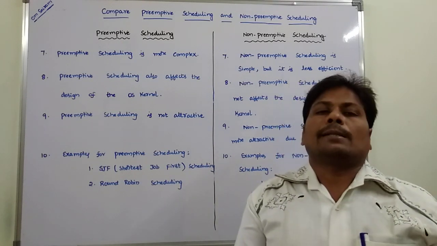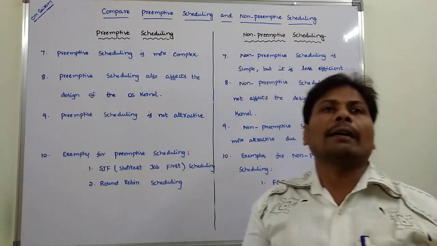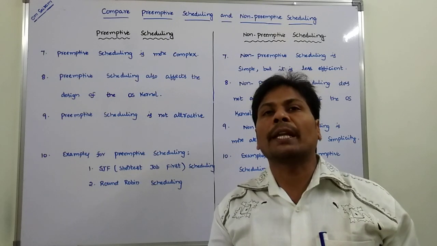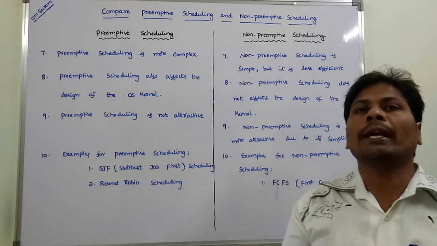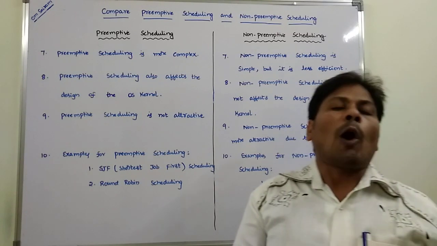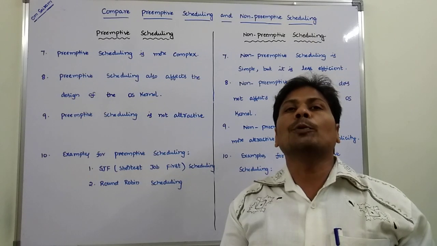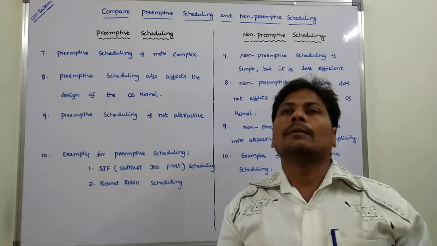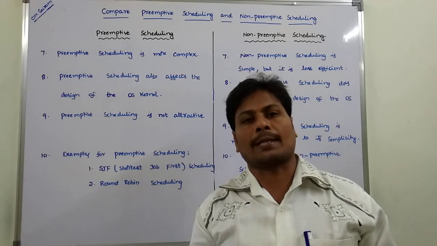Next difference is that preemptive scheduling is more complex, because more switchings can be done in preemptive scheduling. Whereas non-preemptive scheduling is simple, because only a smaller number of switchings can be done between the processes.